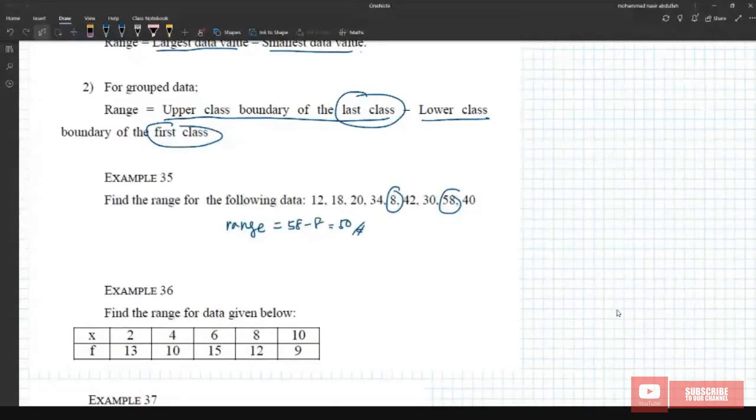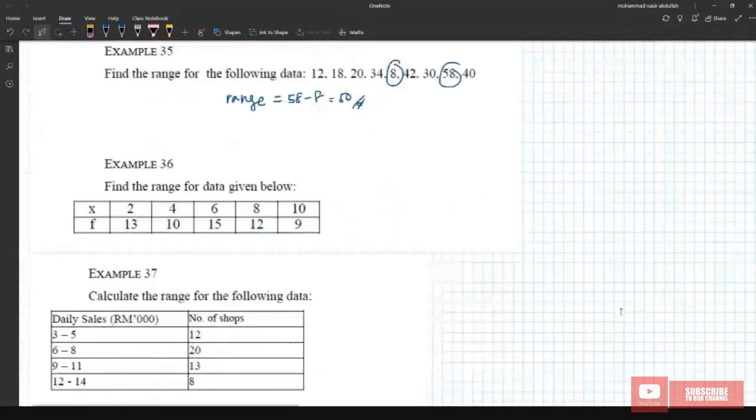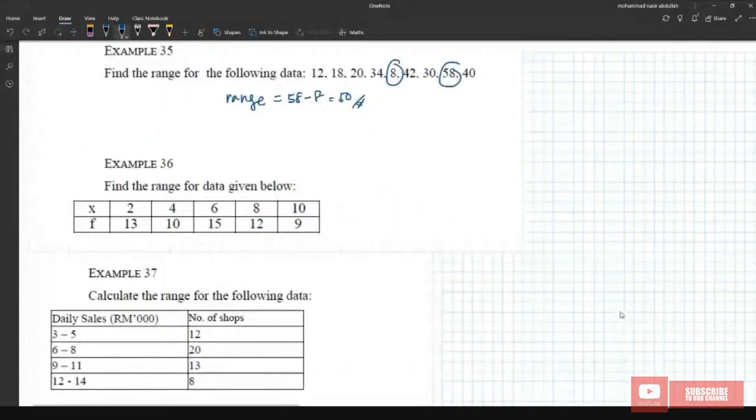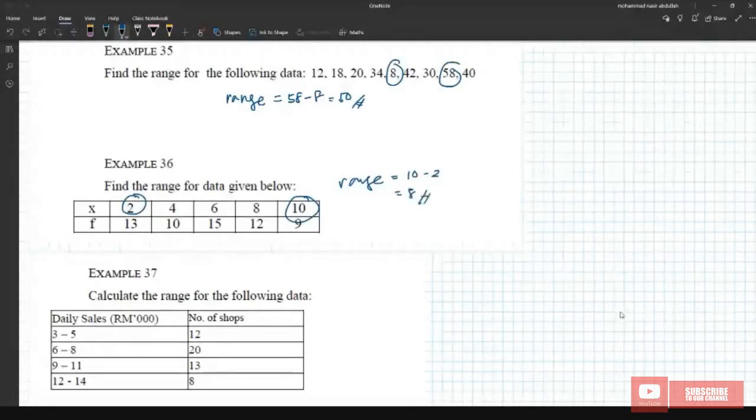For example number 36, the largest data value is 10. The lowest data value is 2. So the range is 10 minus 2, equal to 8. Right? So don't be confused, because this is the actual value that we get, and this is the frequency value. So we will take the actual value only.